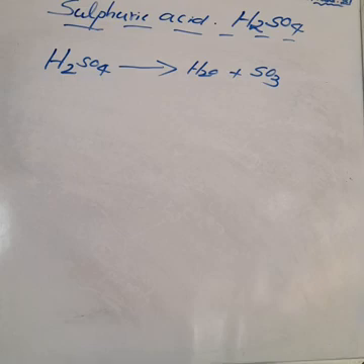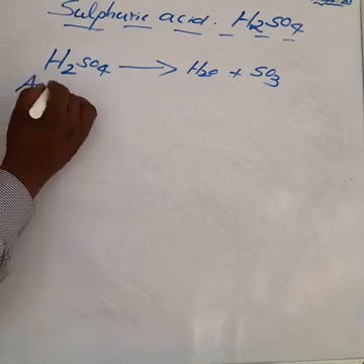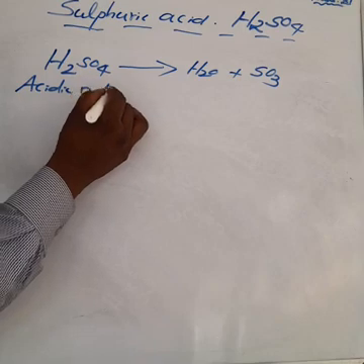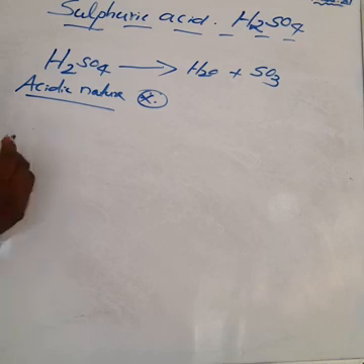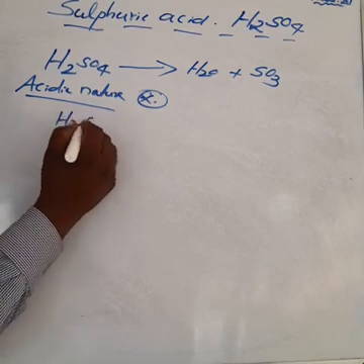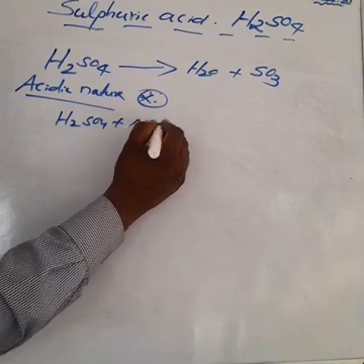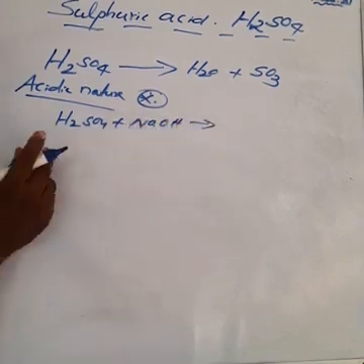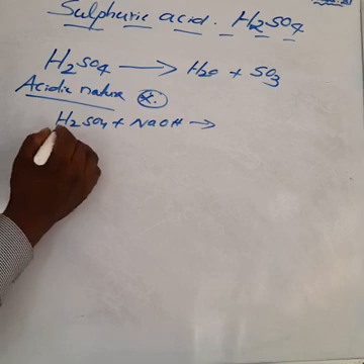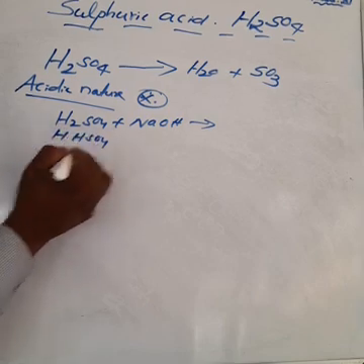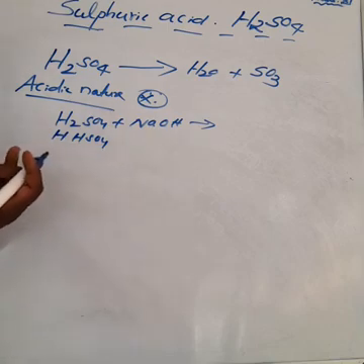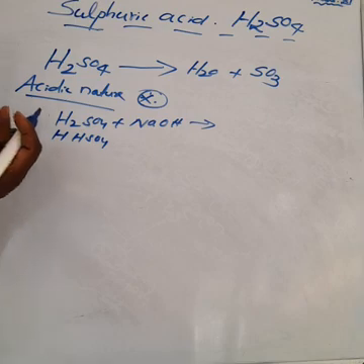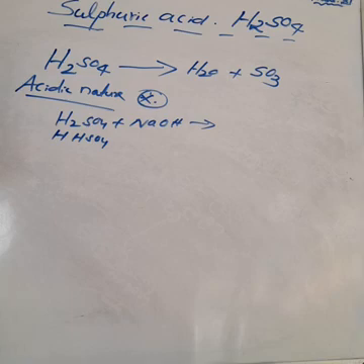One of the very important questions is about the acidic nature of sulfuric acid. Very important question. What happens when sulfuric acid reacts with sodium hydroxide? Due to the reaction, it forms two types of salt. One is sodium sulfate and the other is sodium bisulfate. These are the two salts we get.